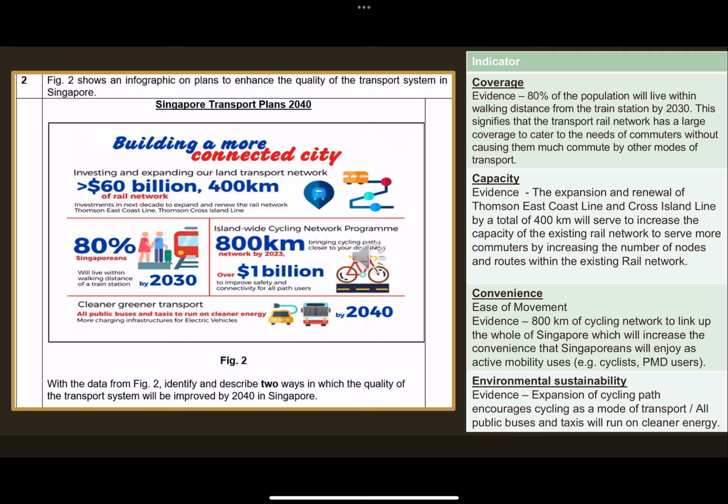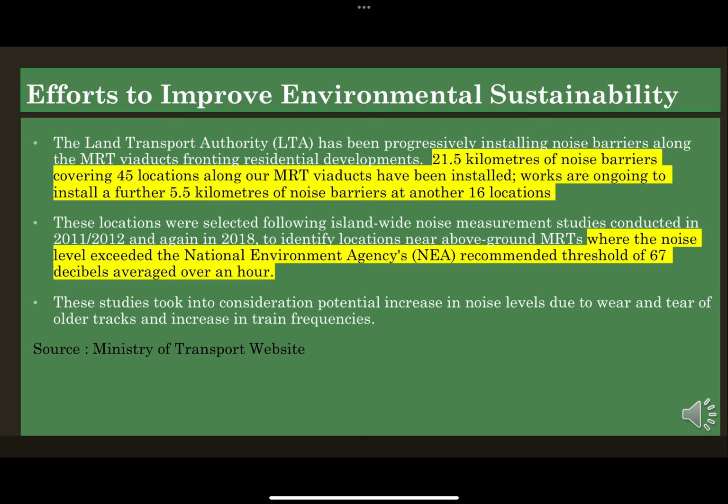Here's an example of how the Land Transport Authority has made efforts to improve environmental sustainability by reducing the noise pollution of the MRT tracks that are constructed along residential locations. Do have a read.